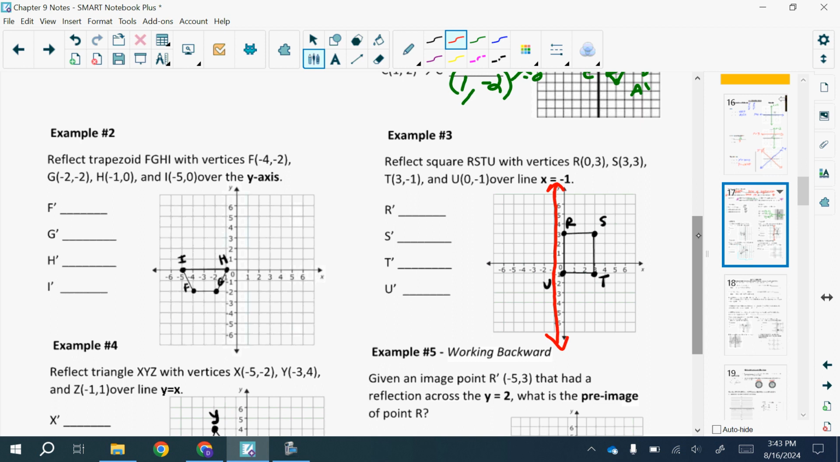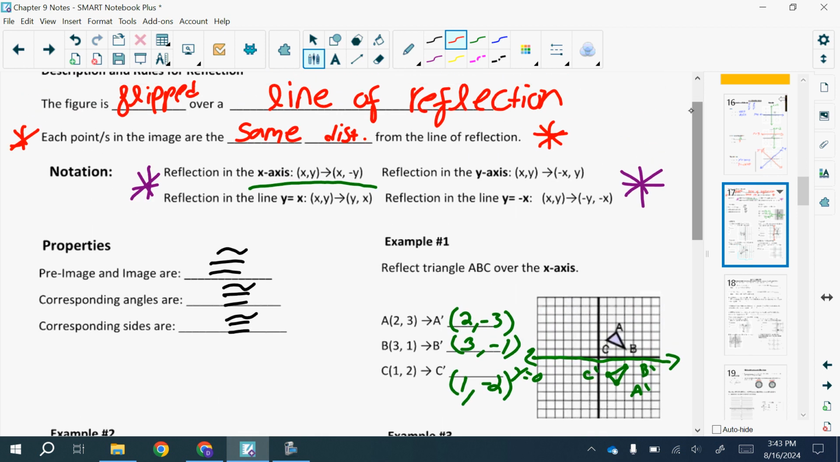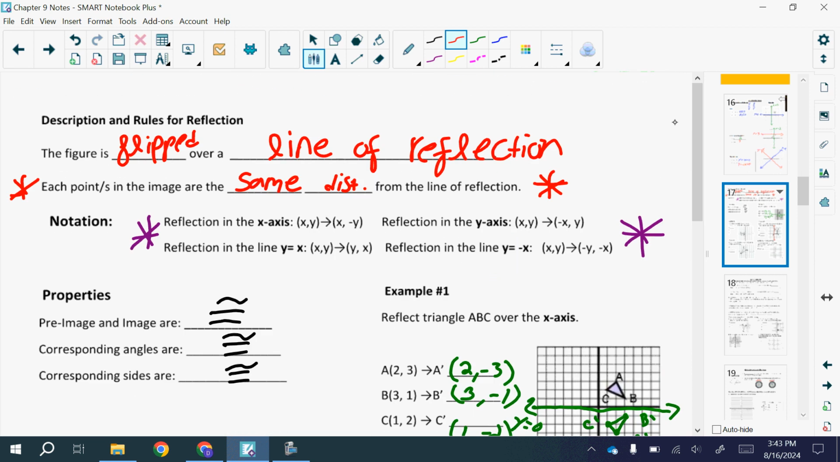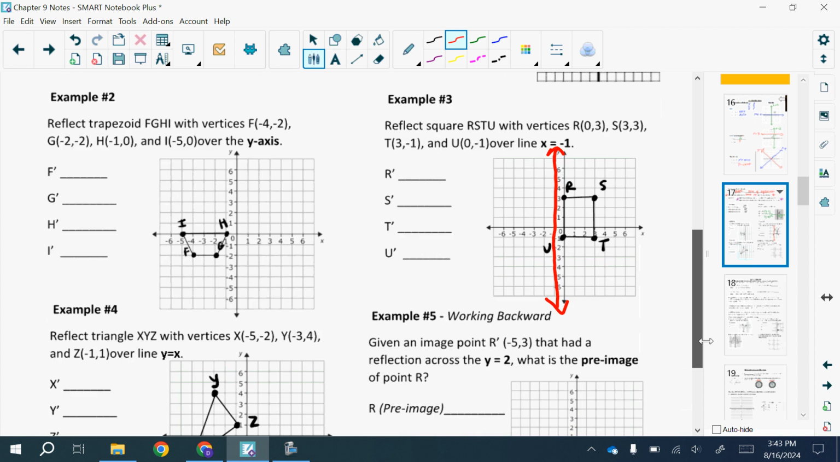So the rule, right, when we look up, we don't really have a rule or cheat code like for these other ones for when you're reflecting across just a normal vertical line, such as x equals negative 1. So what we have to do is look at what's in between these red asterisks I put here. That's going to be the important fact that helps us here. Each point and its image are the same distance from the line of reflection.